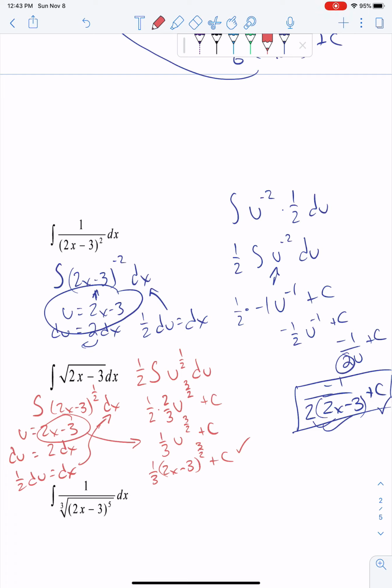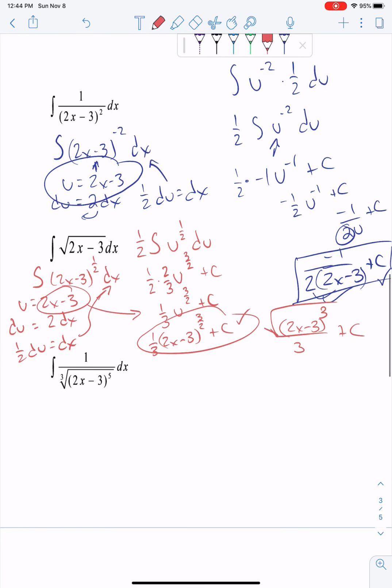Okay. If you're curious, that 3 could be on the bottom. The 2x minus 3, we could keep that raised to the 3rd, but then change it to a square root instead of a 3/2, and plus c. But again, that looks messy to me, and I'm okay with this answer. So will the AP test.